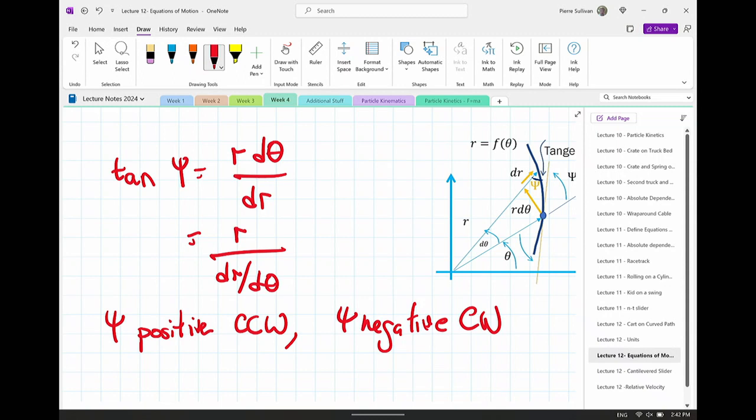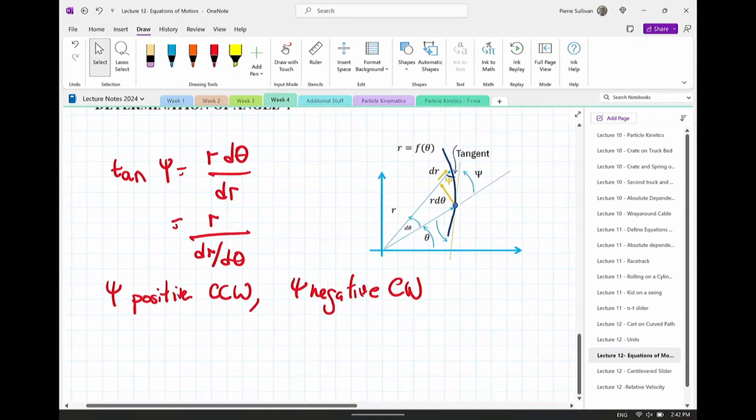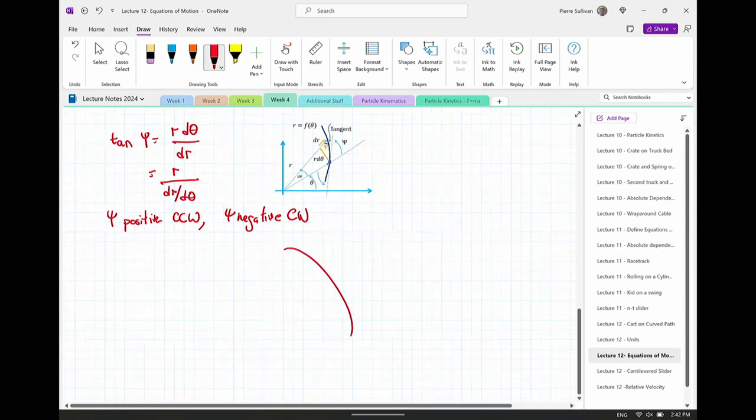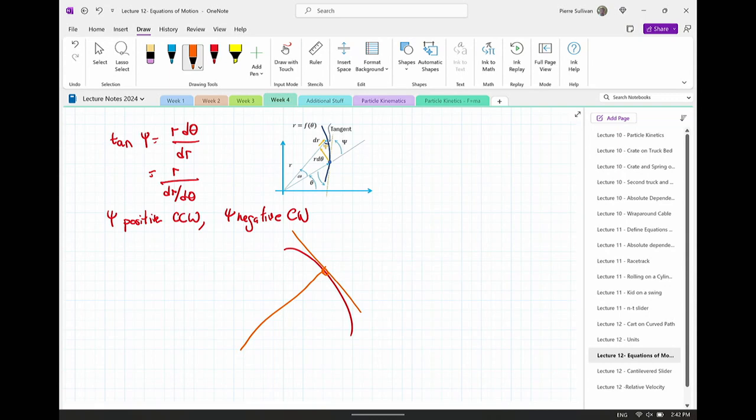Go ahead. Is psi a force? Psi is not a force. It only describes the tangent. It is the angle between r and the path. So if I have a curved path, if I have a circle, the tangent is just the straight line normal to that. So yeah, it's a position vector. If, for example, I had a circle, and I want to know that point right there, that's the tangent of the curve at that instant.